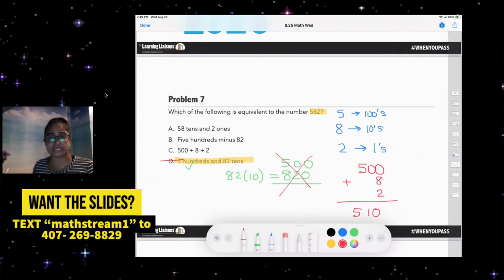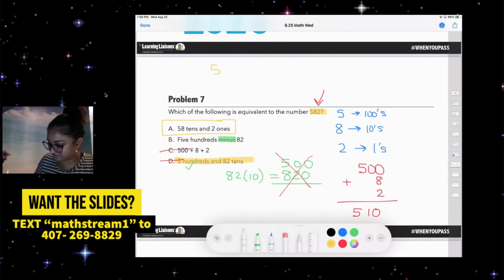Guys, ladies, gentlemen, that's not the answer we're looking for. Remember, we're looking for 582. B says to minus stuff. There is no way I'm going to subtract and get the answer I'm looking for if I'm starting at 500. So let's look at what the answer actually is. A is our answer. A says 58 tens.